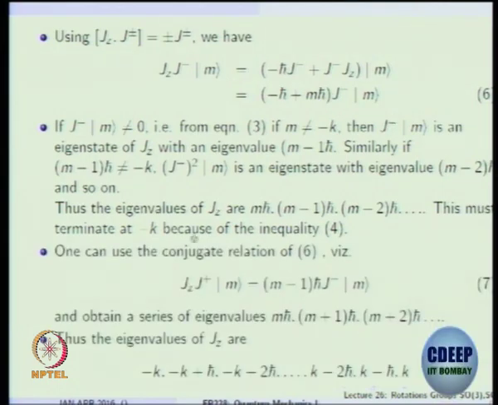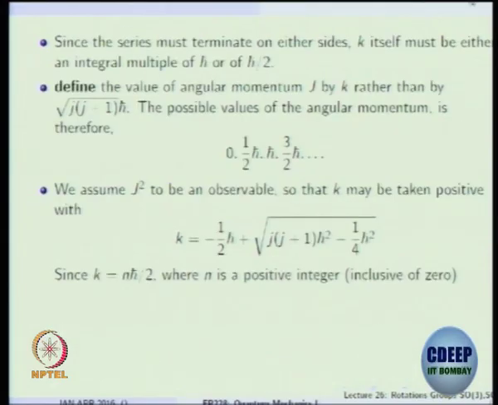You can also do the conjugate relation. This is done with Jz and J minus; you can do it with Jz and J plus, and go in steps of m h cross, m plus 1 h cross, and so on. That will give you the span of Jz eigenvalues, which goes from minus k to plus k. We have already seen that it should terminate on both sides: J minus on minus k is 0 and J plus on plus k is 0. You can show that the k value could be either integral or half odd integral. These are the only two possibilities.